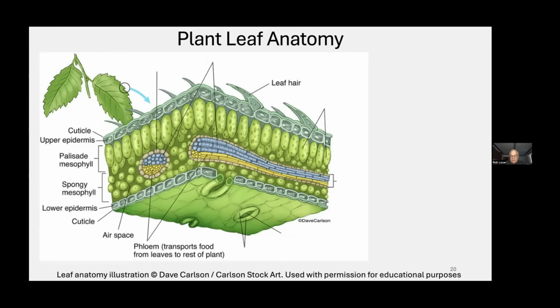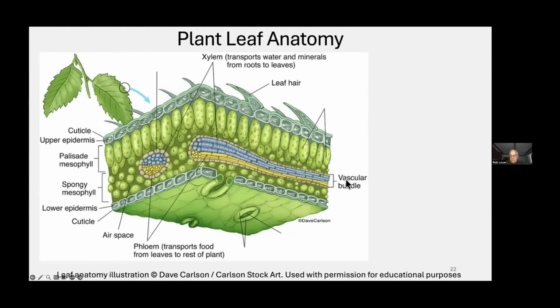So the food that the plant is making, that the leaf is making, is transported by the phloem to feed the rest of the plant. At the same time, xylem brings water up from the roots and minerals from the roots to feed the leaf and help it develop its full leaf structure.